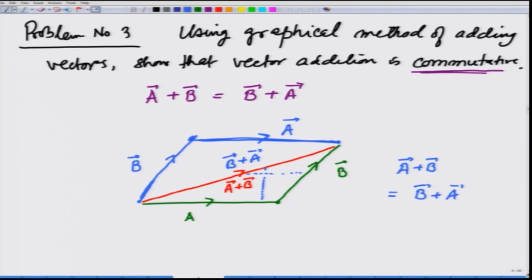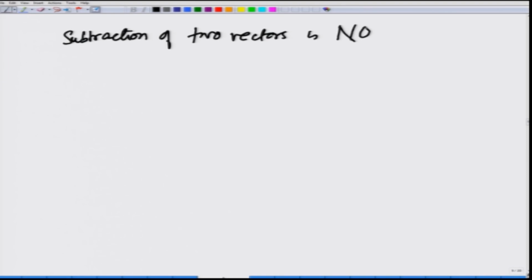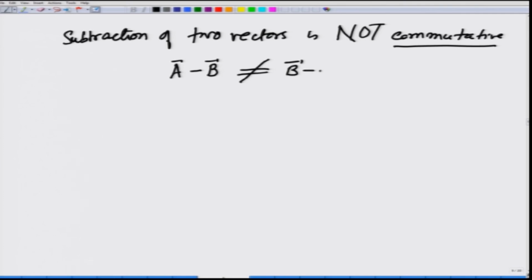At the same time, I will extend this problem and show that subtraction of two vectors is not commutative. Again, this word commutative. What that means is, if I take A, subtract B from it, it will not be the same as B minus A. If it were commutative, it would be equal. Okay, that is the meaning of the word commutative.